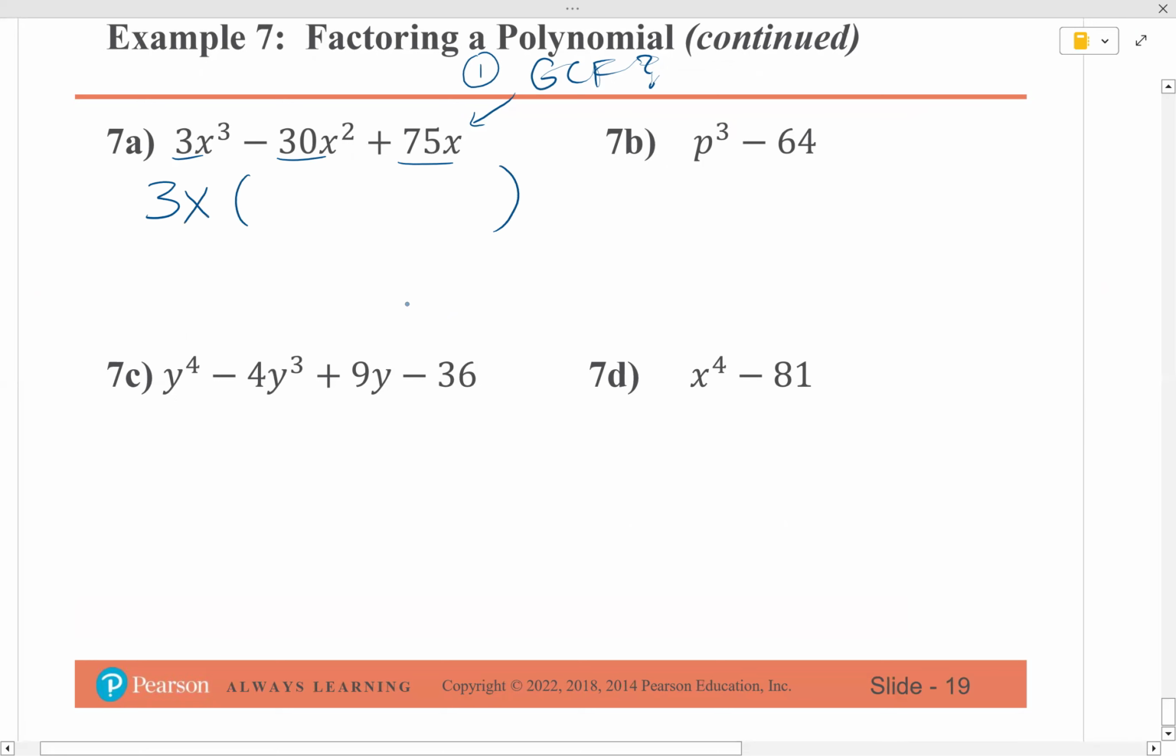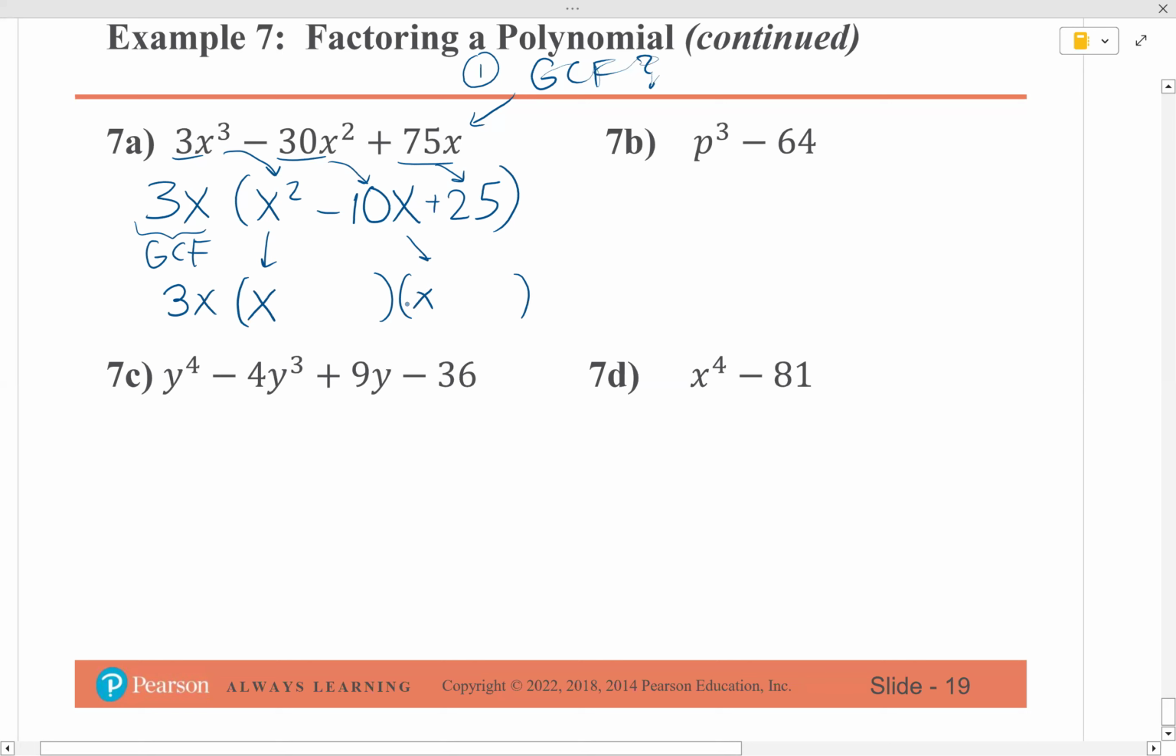3x times what would be this guy, x squared. 3x times what is 30x squared, negative 10x. 3x times what is 75x, that's 25. So that was the greatest common factor, but check this out. This is crazy. I can do another factoring technique on this, because although the 3x in the front can't really be worked on, this is a trinomial with leading coefficient 1, so it should be that easy factoring technique.